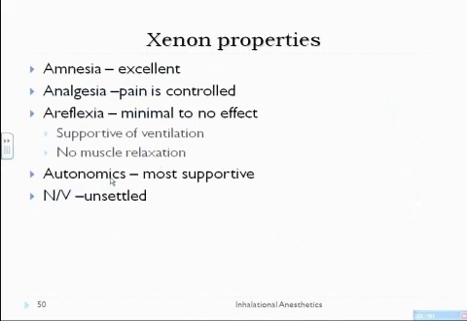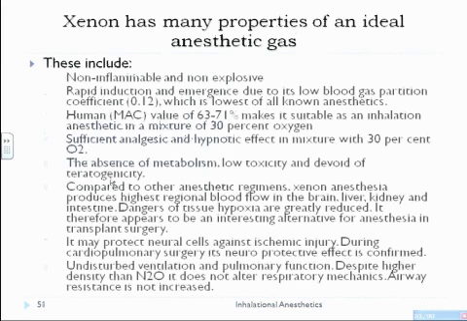Xenon is an excellent amnestic. It's a fairly good analgesic. It is not a very good areflexic, which means that you have to add a muscle relaxant when you use this agent, because it has minimal or no effects there. If you want to let somebody spontaneously breathe, xenon is actually a very good agent because it doesn't affect ventilation that much. As for the autonomics, it's the most supportive of all the agents, and whether nausea and vomiting risk is increased is still unsettled.